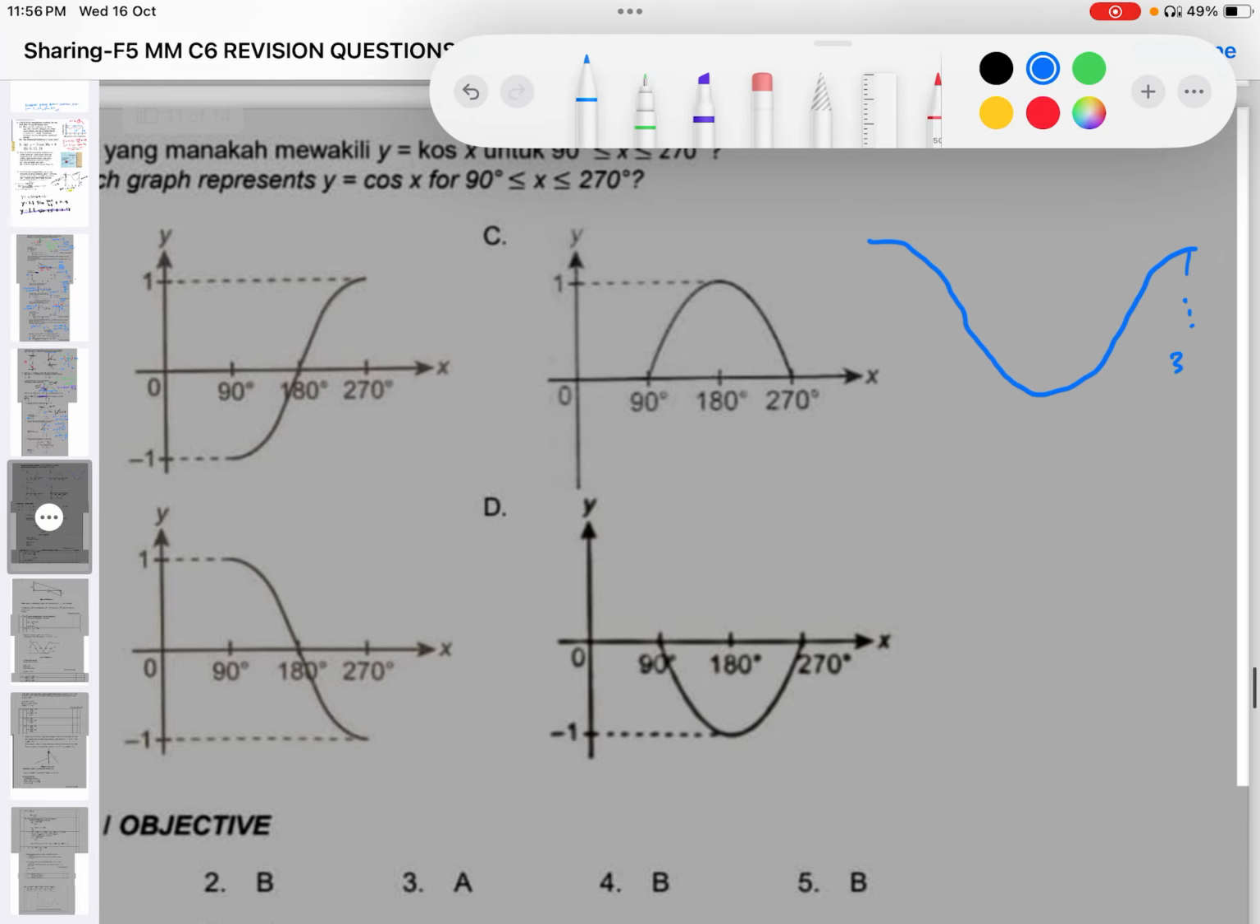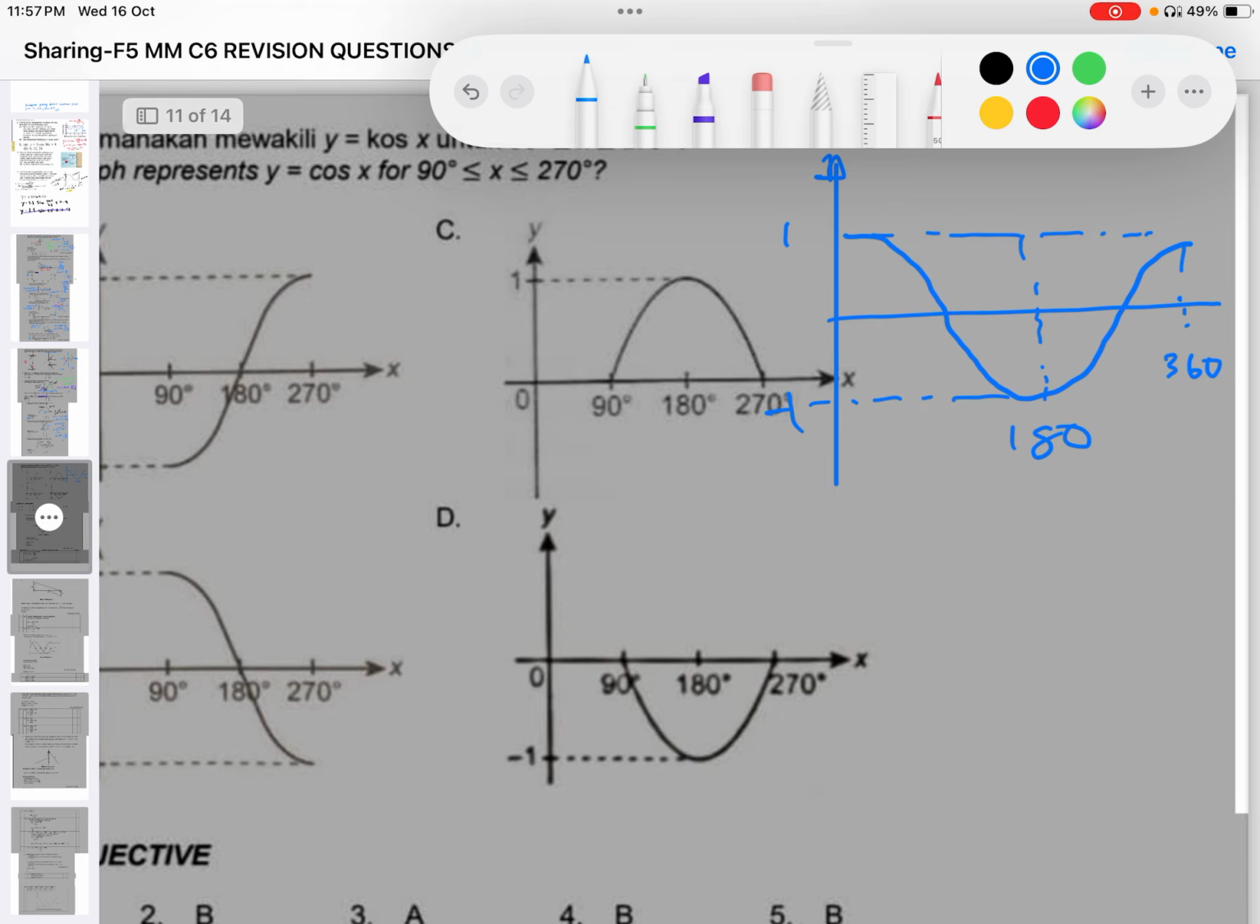So ni adalah 360, sini adalah 180, sini adalah 1, dan ni adalah negatif 1. Okay, ni 90, sini 270. So kawasan 90 hingga 270 adalah kat sini.